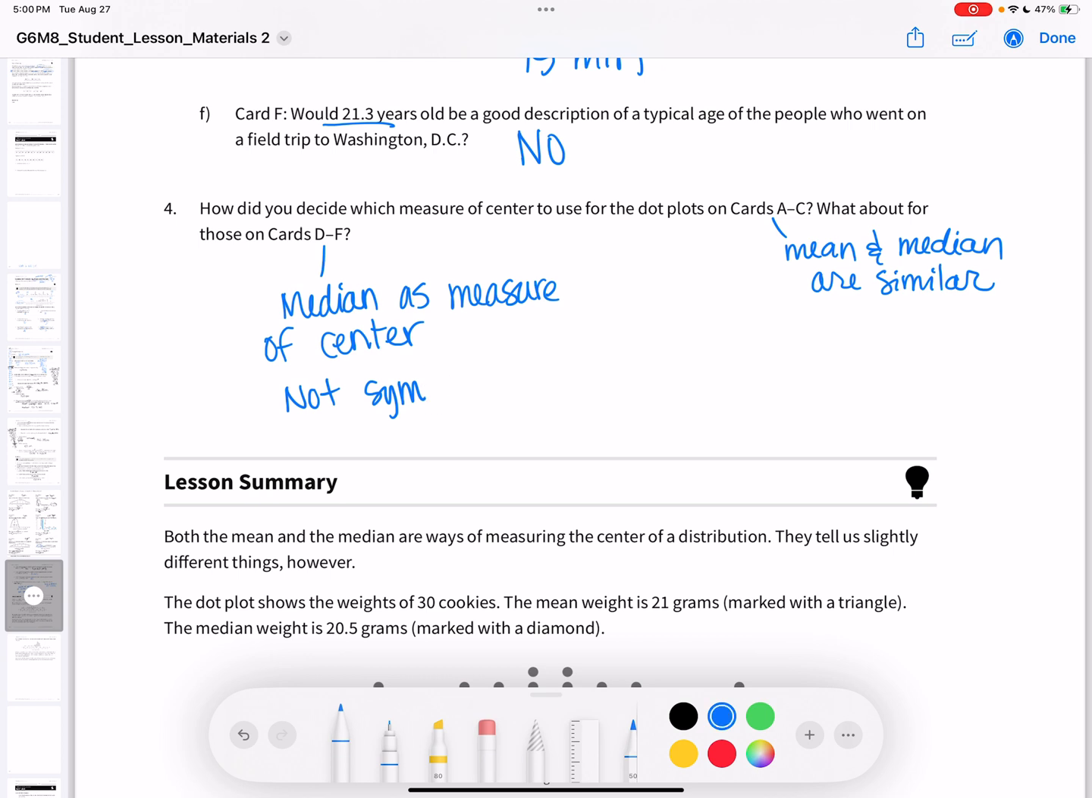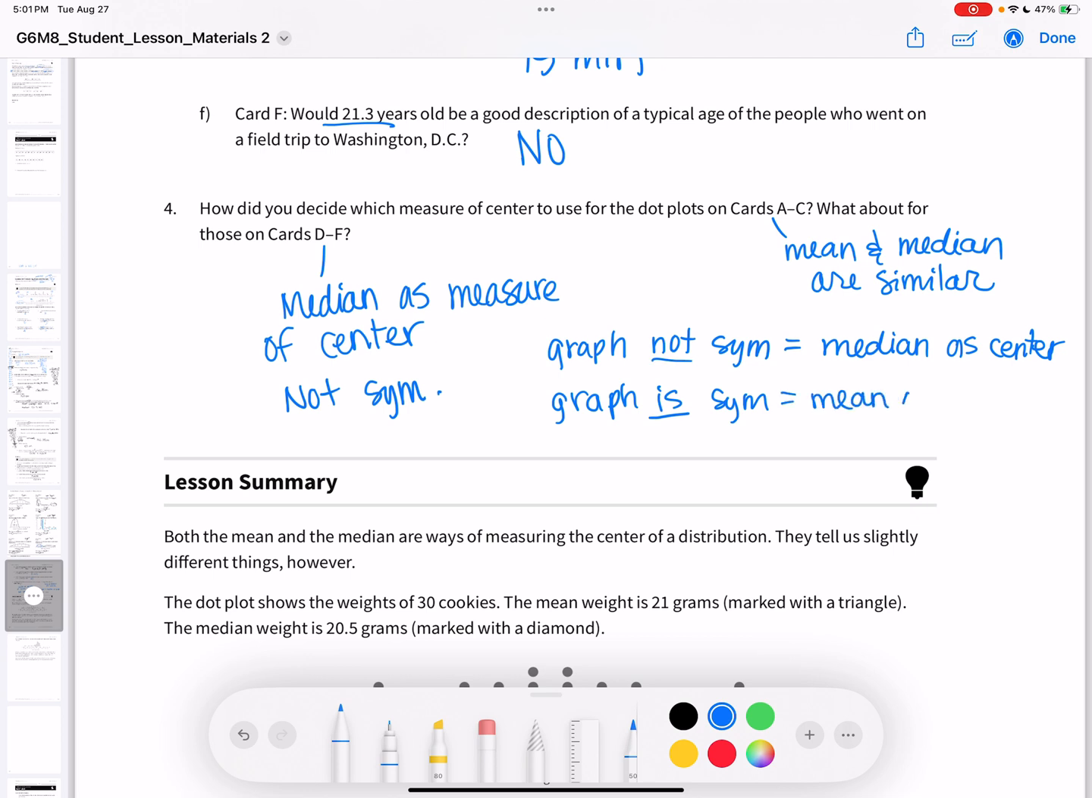So when a graph is not symmetrical, we should use the median as center. When a graph is symmetrical, we should use the mean or median as center. Okay, that's our lesson today.